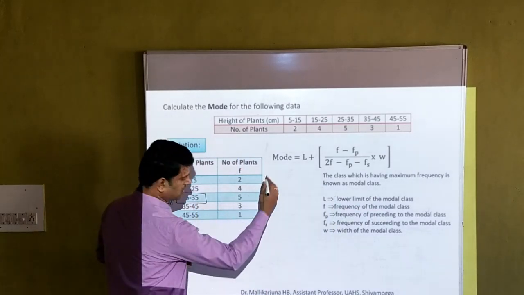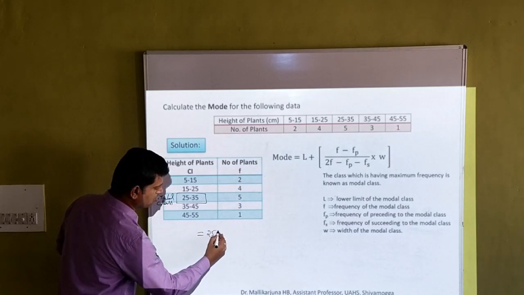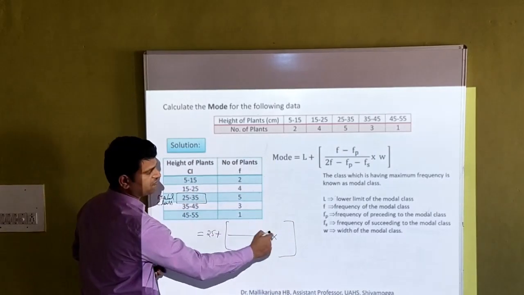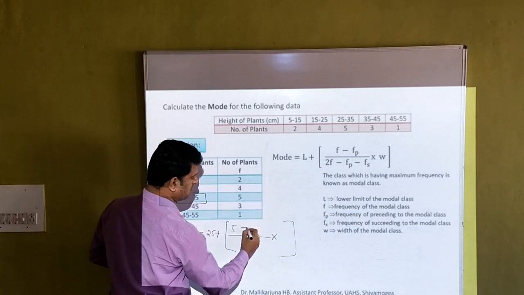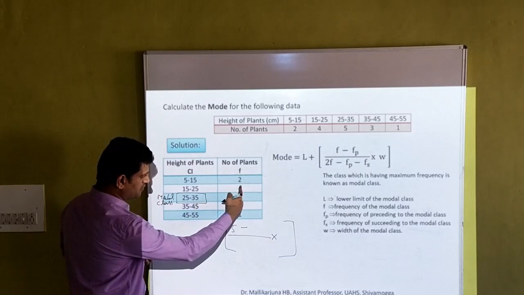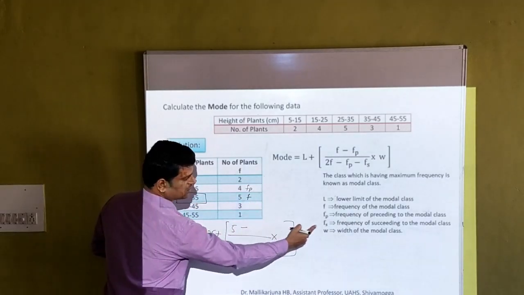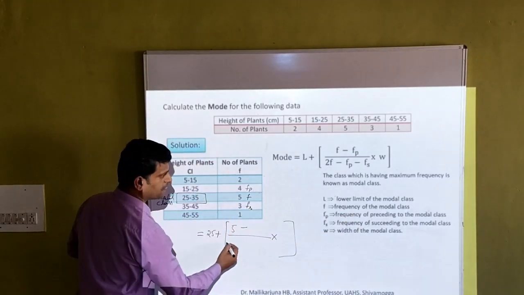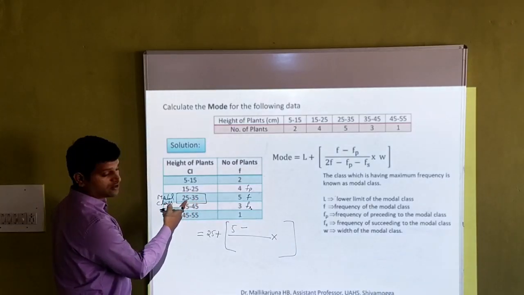I will take the values. L is 25, the lower limit of the modal class. F is the frequency of the modal class, 5. Then minus Fp. Fp means the frequency of the class preceding the modal class, which is this one. This is Fp, this is F. Then Fs is the frequency of the class succeeding the modal class. Then W is the width of the modal class, 35 minus 25.